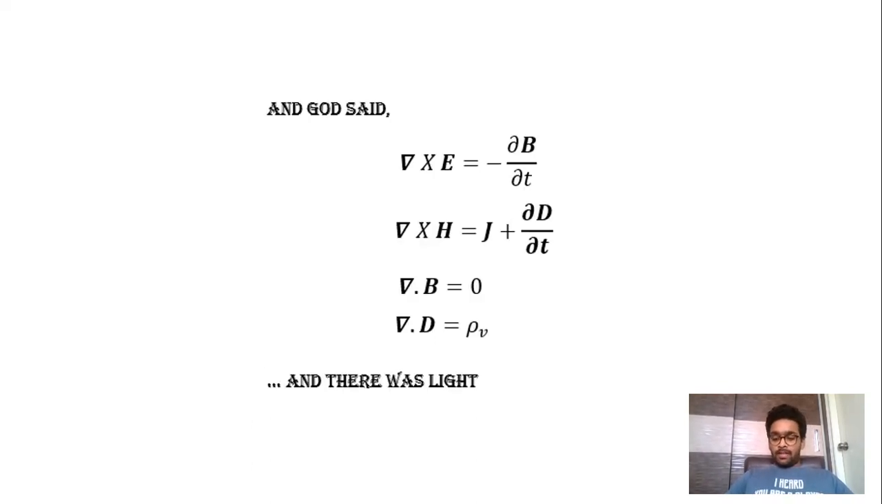So going into the topic: and God said, del cross E is minus dou B by dou t, del cross H is J plus dou D by dou t, del dot B is 0 and del dot D is rho V, and then there was light. That means if you have all these four equations, you can generate electromagnetic waves and allow them to propagate to longer distances. How? We will go into the topic.